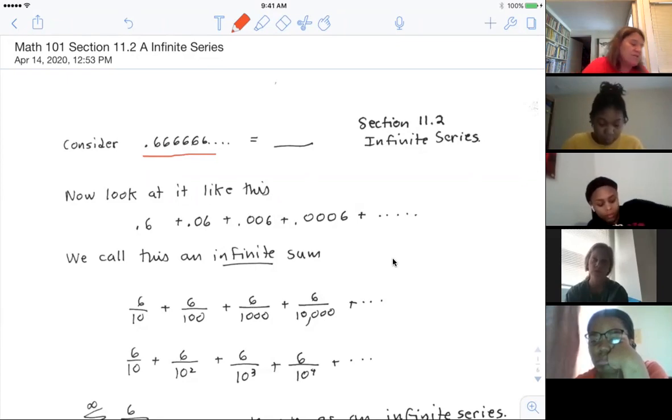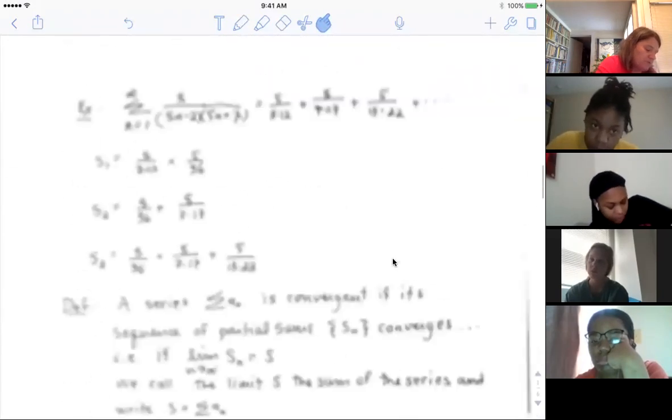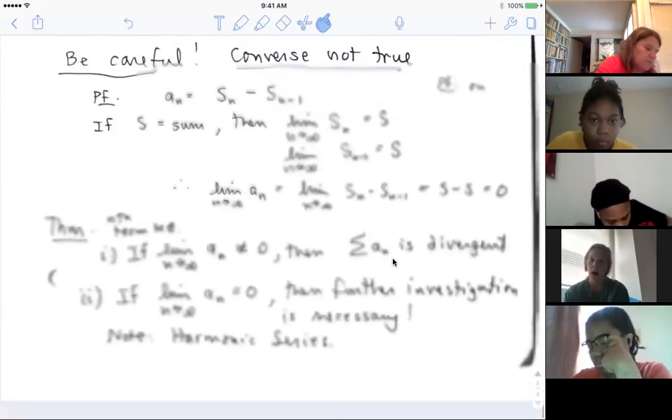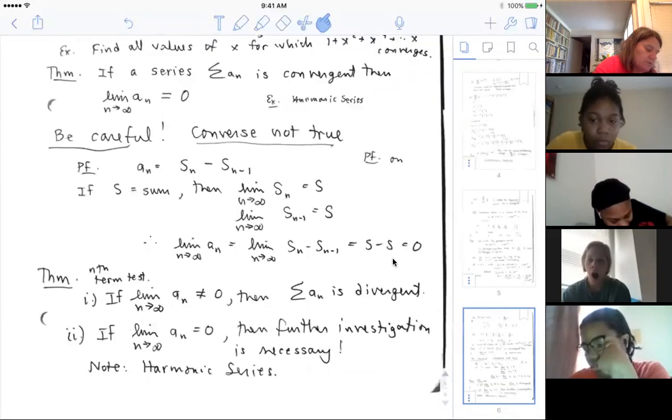Now, I want to show you something here. If I can get to a blank page here, let me just go through this. See if I can get another page here.